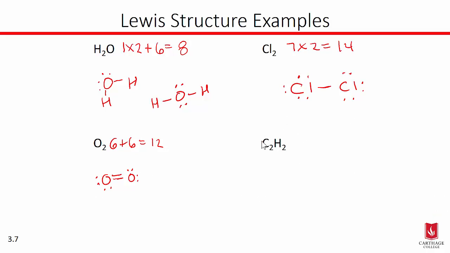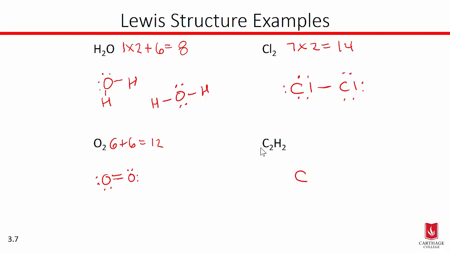Okay, so let's step it up a little bit here. This molecule has 2 carbon atoms and 2 hydrogen atoms. This is probably a little bit more complicated than I would give you in an exam, but I just want to show you that Lewis structures work for these molecules as well. So remember that we need to have hydrogen on the outside. It can't be in the middle.